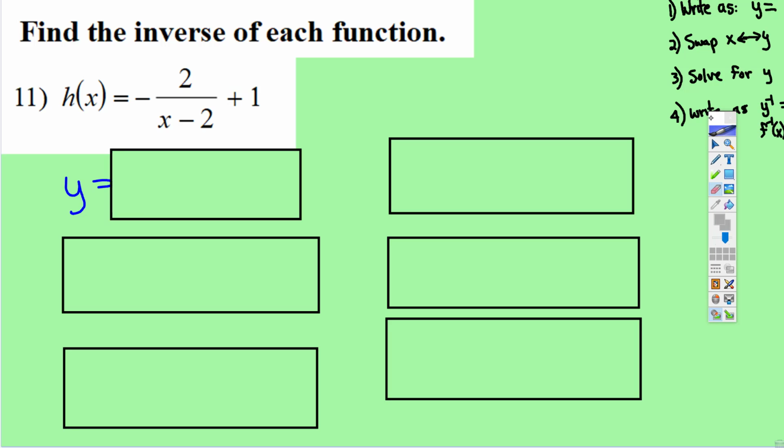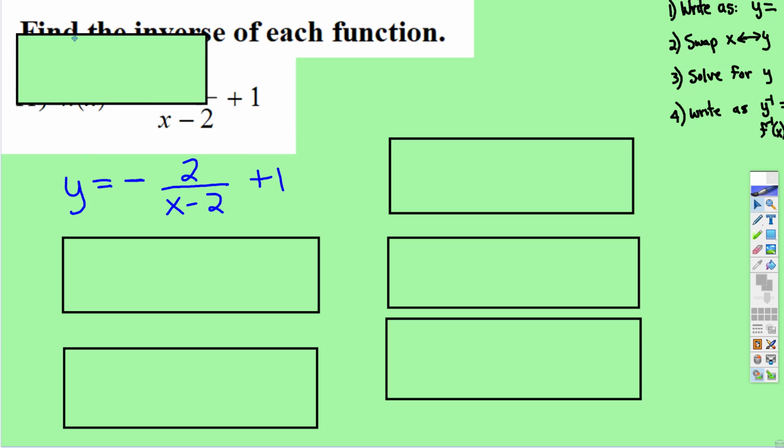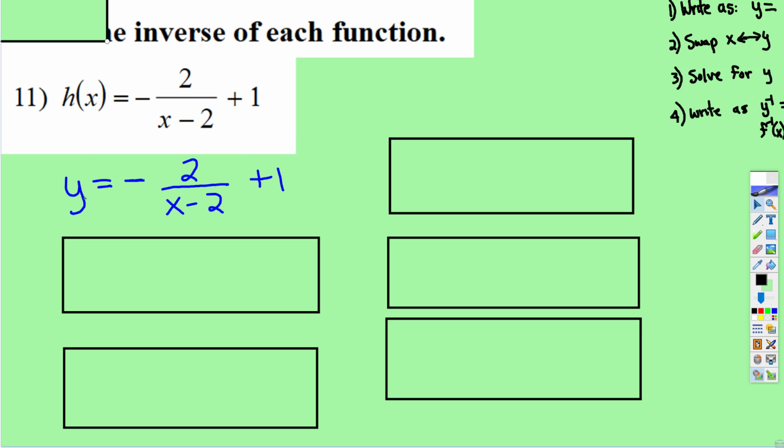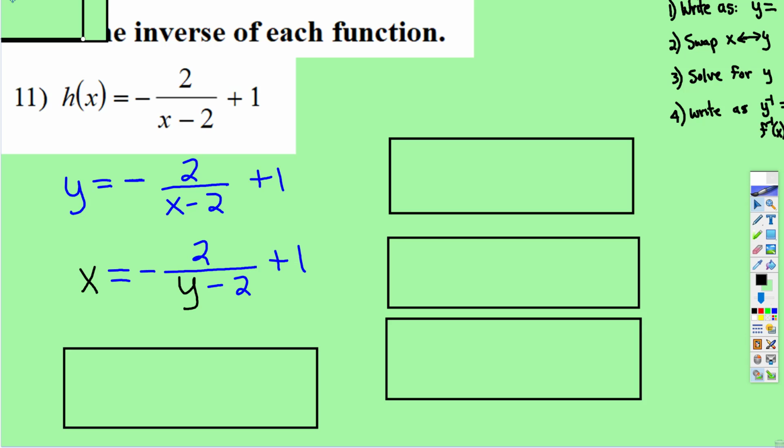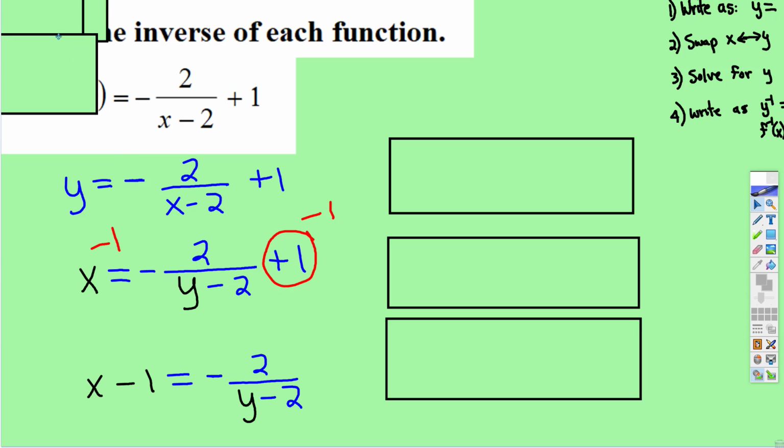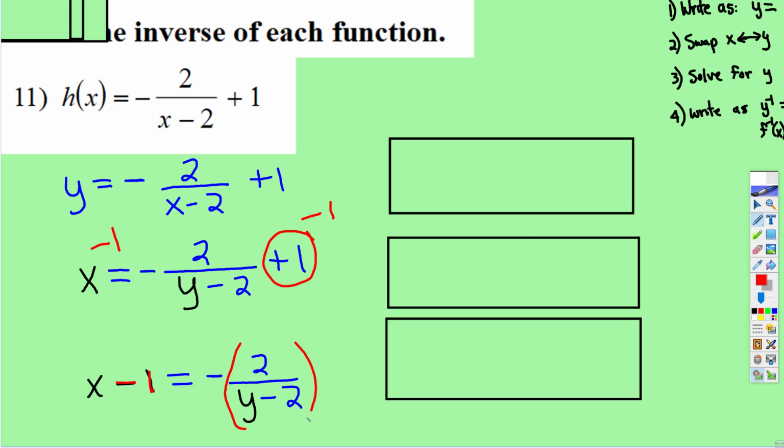So again, we're going to rewrite. We're going to swap the x's and the y's. This one's trickier because the y is down in the denominator, but if you do it step by step, so we're going to get rid of this first. Then I'm going to show you a trick how you can do 2 steps in one. So now we have x subtract 1 over here. Notice there is a negative 1 on the outside right there. We could then divide both sides by negative 1.